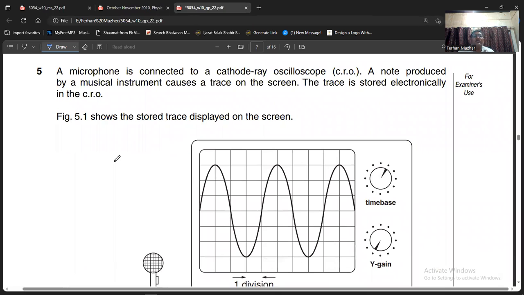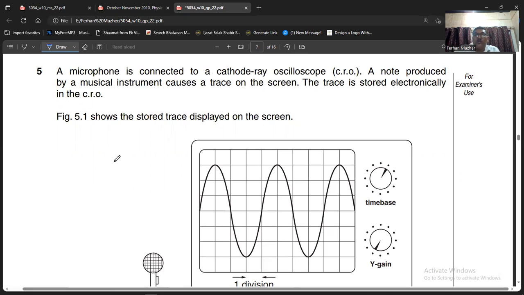So we go to the next question. The next question is question number 5. A microphone is connected to a cathode ray oscilloscope. We call it CRO. A note produced by a musical instrument causes a trace on the screen. The trace is stored electronically in the CRO. Figure 5.1 shows the stored trace displayed on the screen.